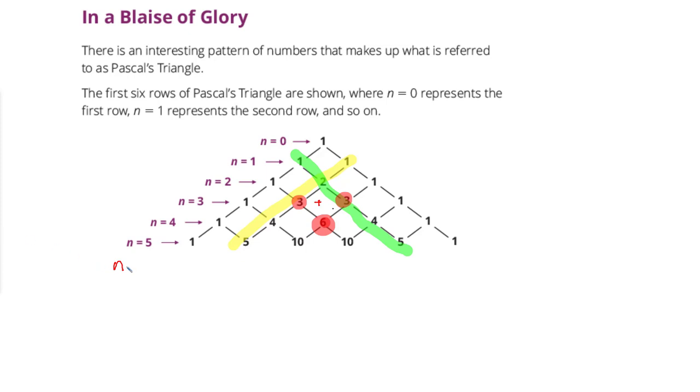n equals 6, which is our row 7, but it's called n equals 6, because we're starting counting at 0. And that's important to note.